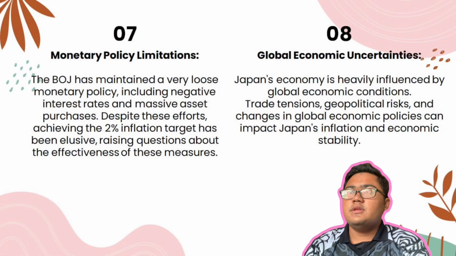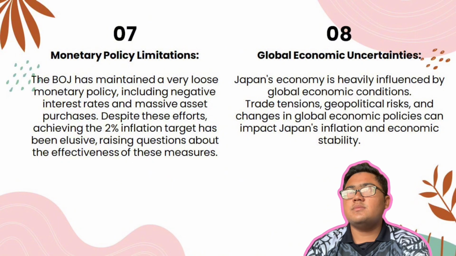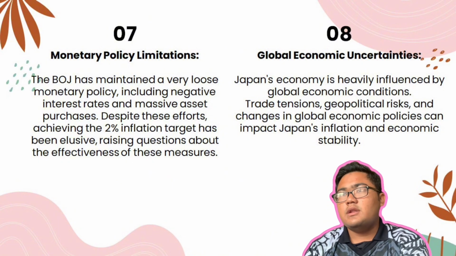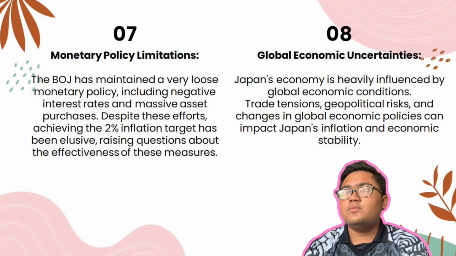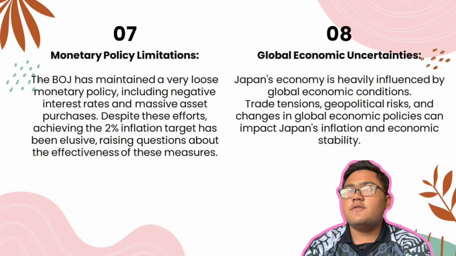Number 7, monetary policy limitations. The Bank of Japan has maintained a very loose monetary policy, including negative interest rates and massive asset purchases. Despite this effort, achieving the 2% inflation target has been elusive, raising questions about the effectiveness of this measure.